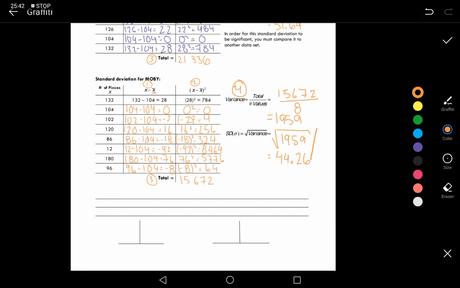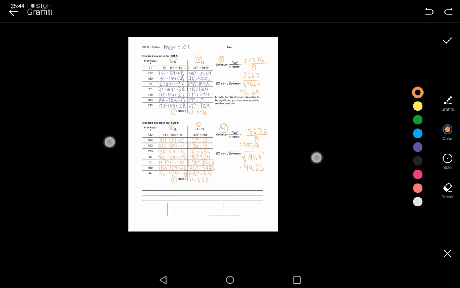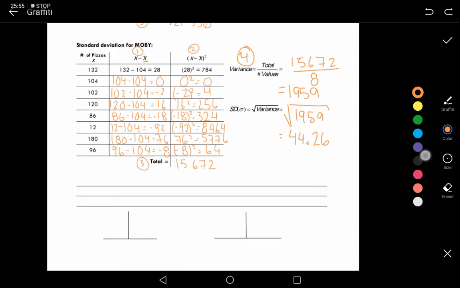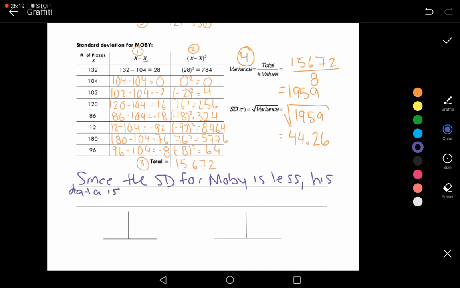This is the most important part here. Okay, so we can see that Toby's standard deviation is greater than Moby's, right? So what does that mean? So I'm just going to summarize down here. So since, and instead of writing standard deviation, we usually just write SD. Since the standard deviation for Moby is less, his data is less spread out.